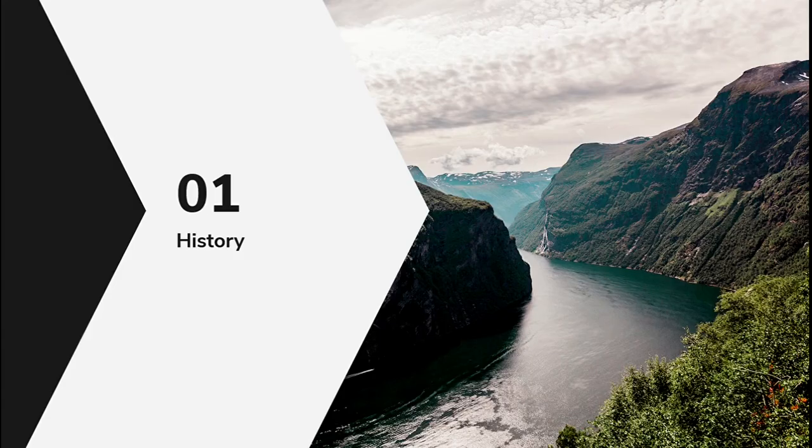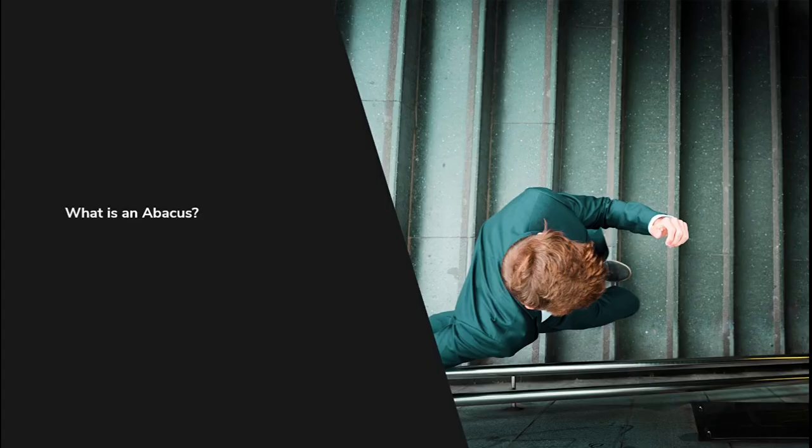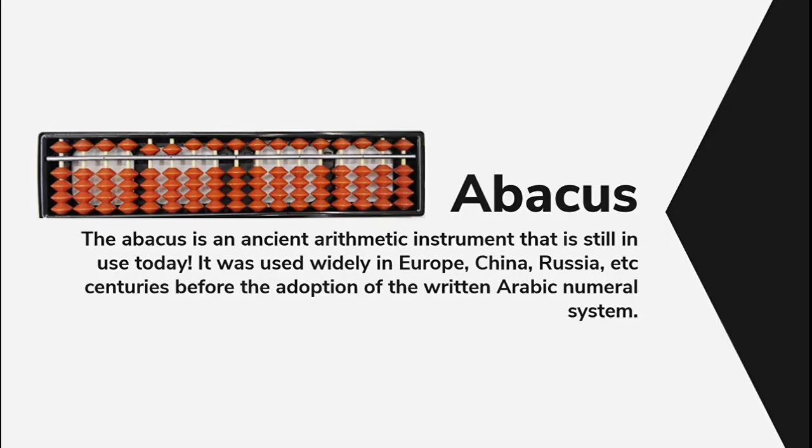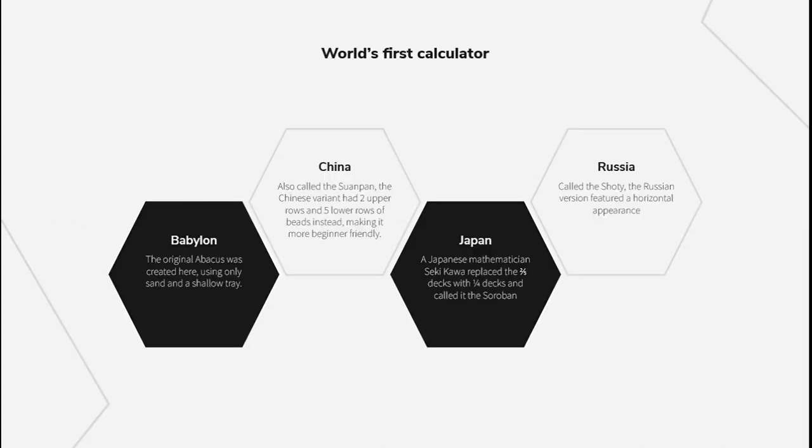First thing, let's go through the history of the Abacus together. Do you know what an abacus is and what it is used for? An abacus is an ancient arithmetic instrument that is still in use today. It was used widely in parts of Europe, China, Russia, and many other civilizations centuries before the adoption of the written Arabic numeral system. Here is some information about the various abacuses around the world in the past. You can pause the video to read up on your own.